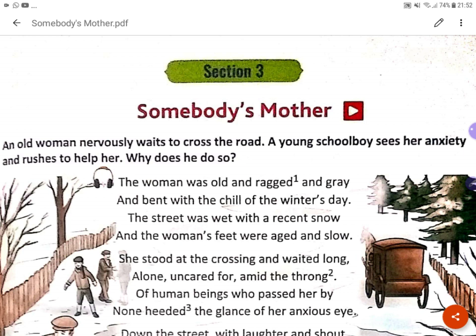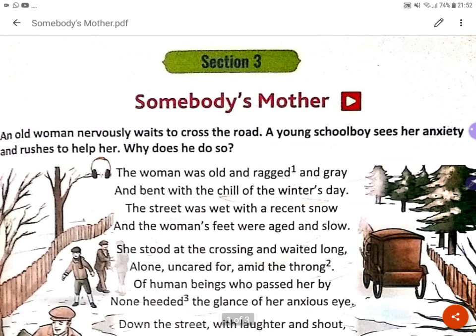Now I, Ajay Kumar, your English teacher, am going to start a new chapter of Unit 1 Section 3, Somebody's Mother, right? This is a poem written by Mary Dowbrine.